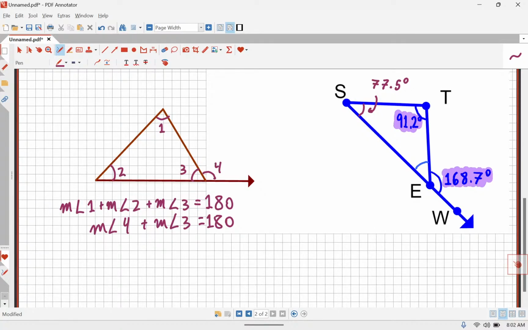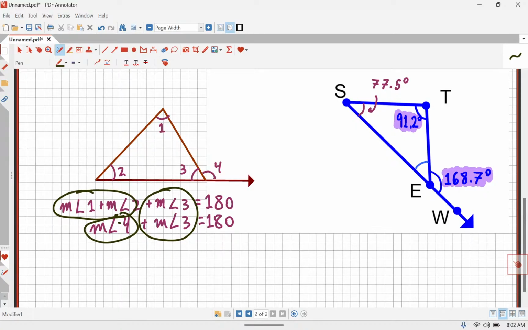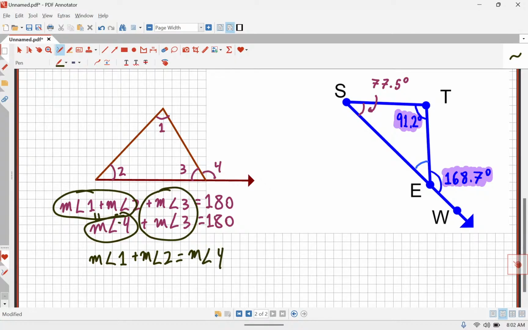These two are both equal to 180, which means these two, the measure of angle 3 plus this, and the measure of angle 4 plus this, since this stuff plus the measure of angle 3 is 180, and this thing plus the measure of angle 3 is 180, these two have to be the same. That is, the measure of angle 1 plus the measure of angle 2 have to be equal to the measure of angle 4. If you didn't follow that, that's cool. If you did follow that, that's even cooler.